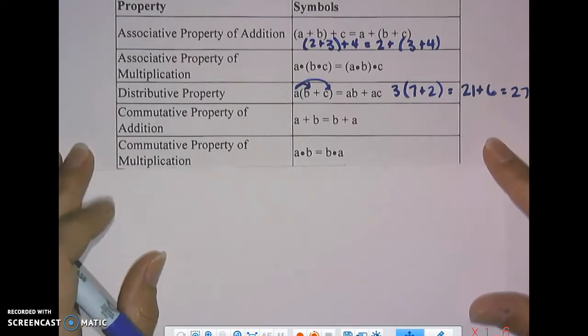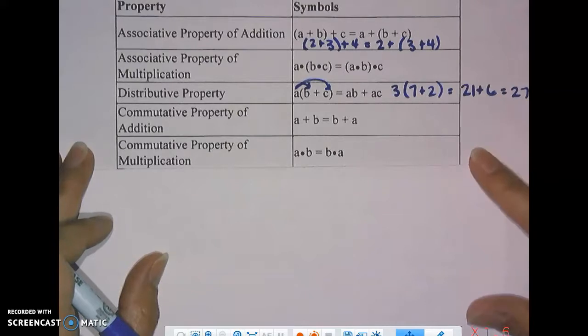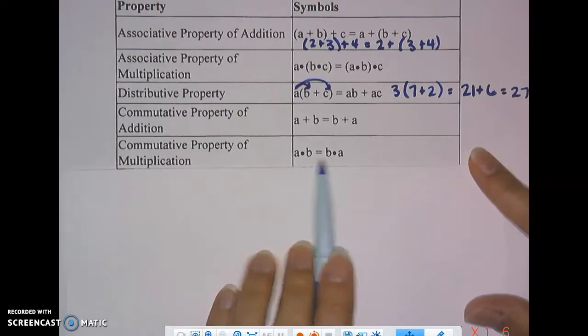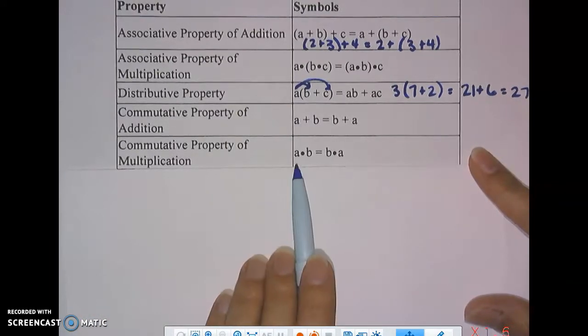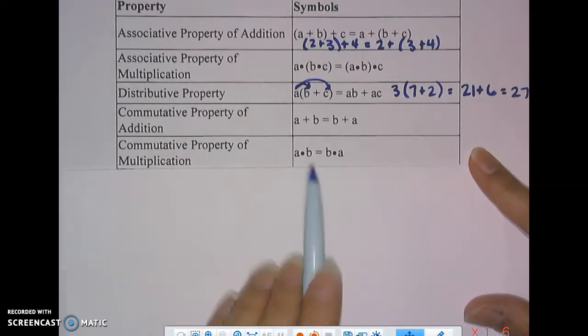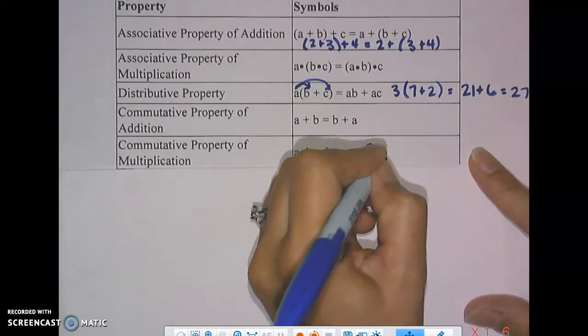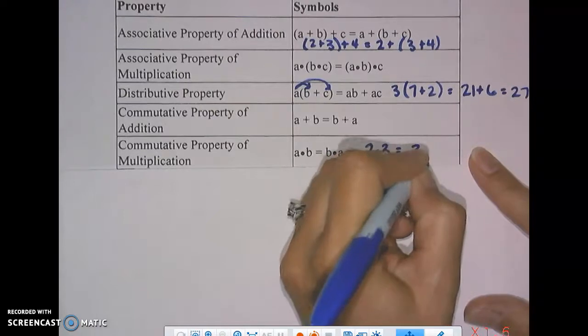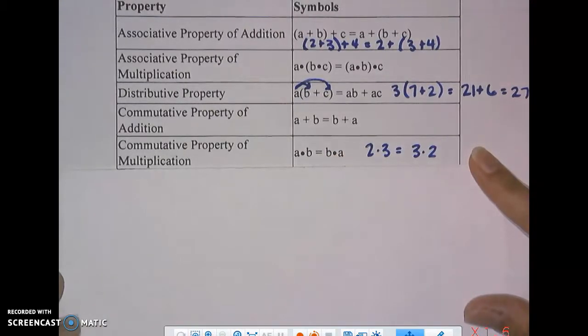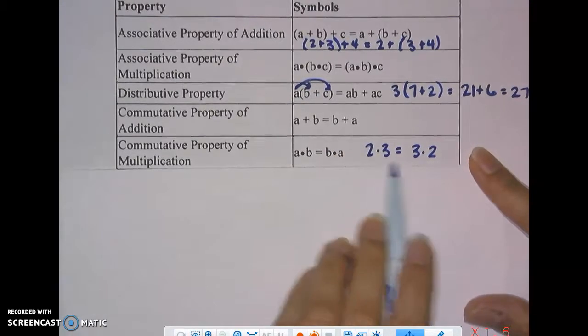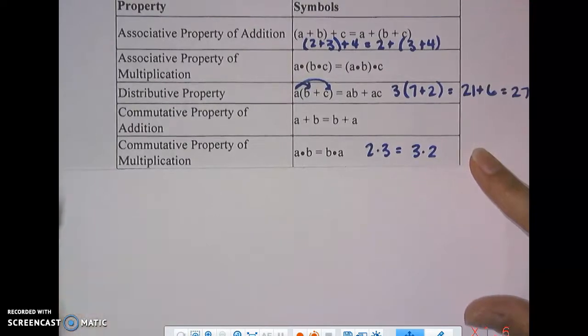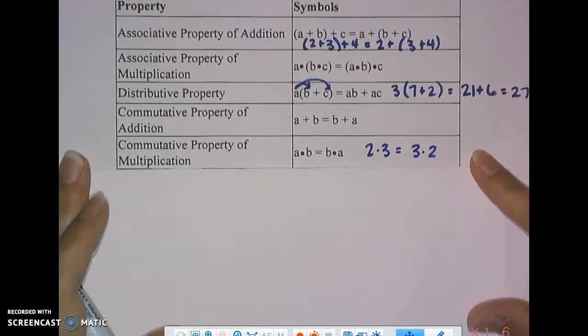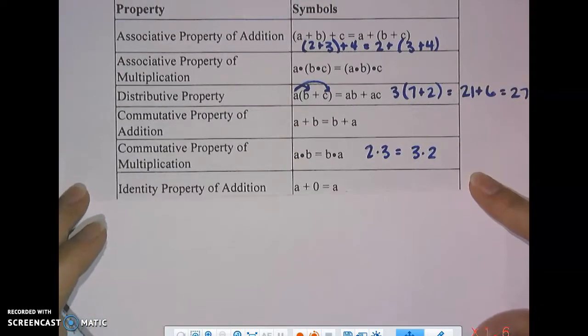The same thing can happen for the commutative property of multiplication. So if we take A times B, that would be the same thing as B times A. So here, let's do an example for this multiplication one. If we take 2 times 3 and then flip it around and make it be 3 times 2, 2 times 3 is 6, 3 times 2 is 6, doesn't matter. Same thing would happen when you're adding. So the commutative property is where you switch the order of them, keeping the operation the same in between them.